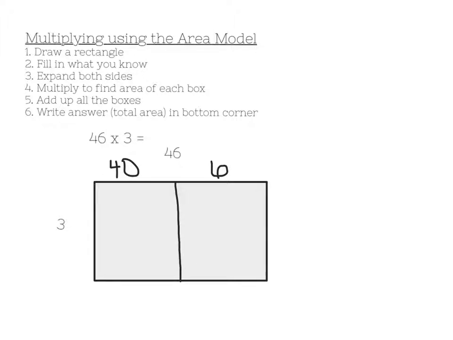My next step is to then multiply to find the area of each box. When I'm multiplying to find the area, I'm multiplying my length times my width. The length times my width in the first box is going to be 40 times 3. So in here, I'm going to write 40 times 3. Then in my second box, my length is 6 and my width is 3. It's the same length as it was over here. So I'm going to do 6 times 3.